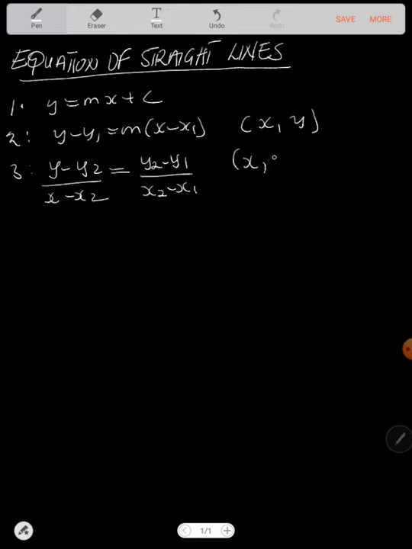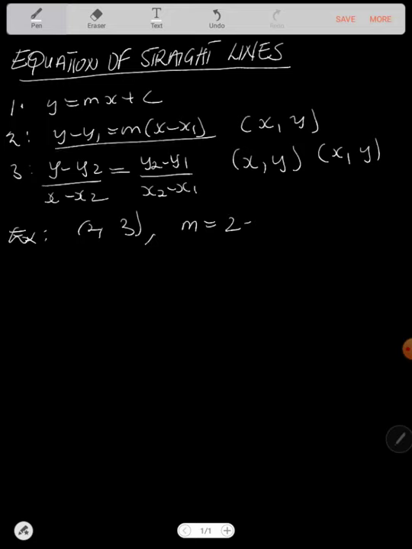When we have 2 points like that, let me just give an example. Let's say we have point 2, 3 and it has got a gradient of 2. How can you find the equation of this line?